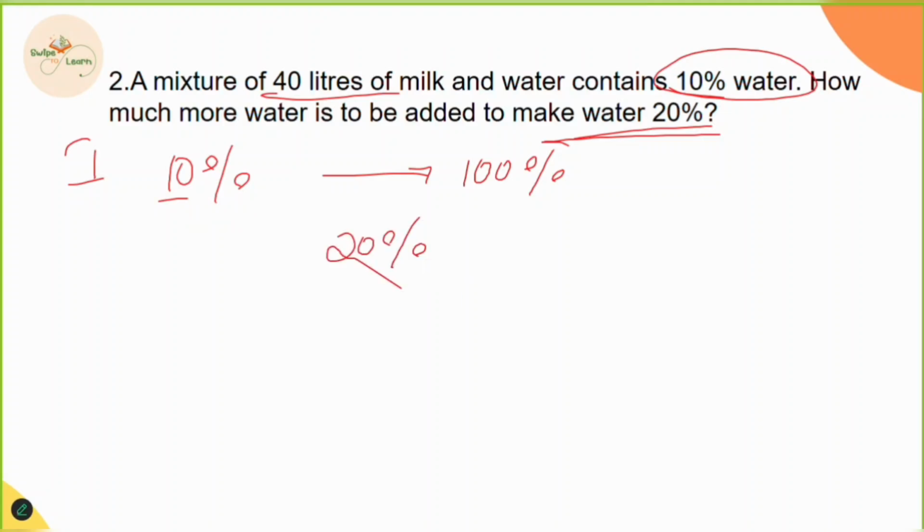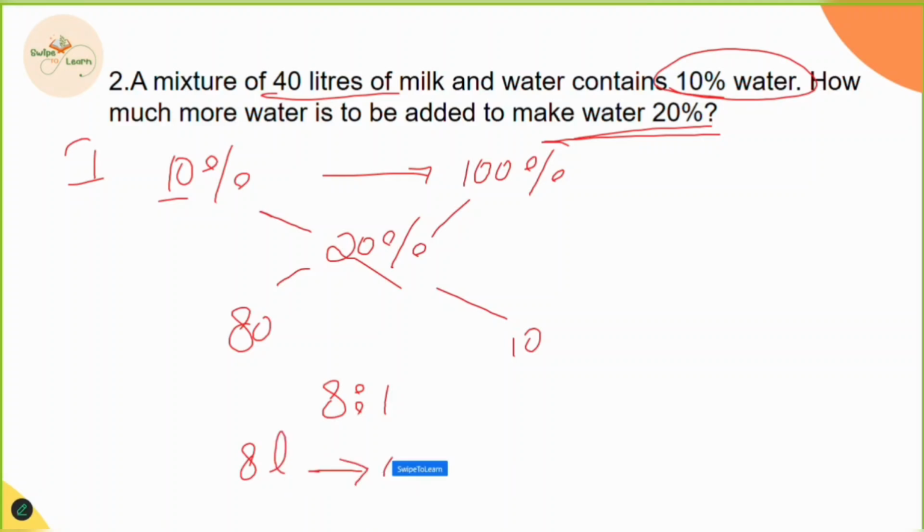When it is given in percentages, what we do is simply subtract them. 10 minus 20, it's 10. Don't bother about the sign, just subtract them. 100 minus 20, it's 80. So this is in the ratio 8 is to 1, which means that for 8 liters of milk, we need to add 1 liter of water so as to make the water 20%. So we got the ratio 8 is to 1.